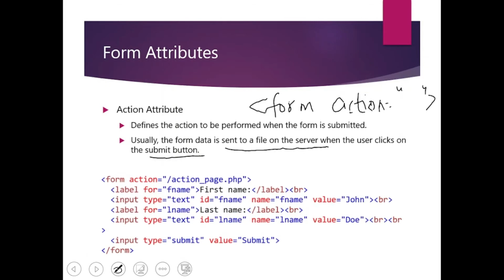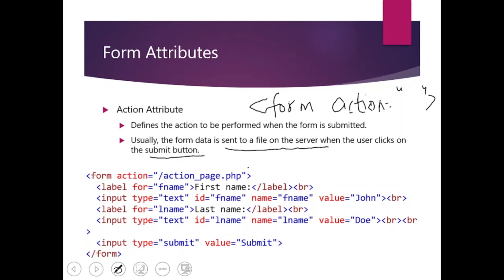Example on the same. Form action equal to action page.php. So I am saying on the click of the input button, my page will go to the action page.php file. So my page, which is a PHP file, will be loaded when I click on the submit button. So I've given input type is equal.